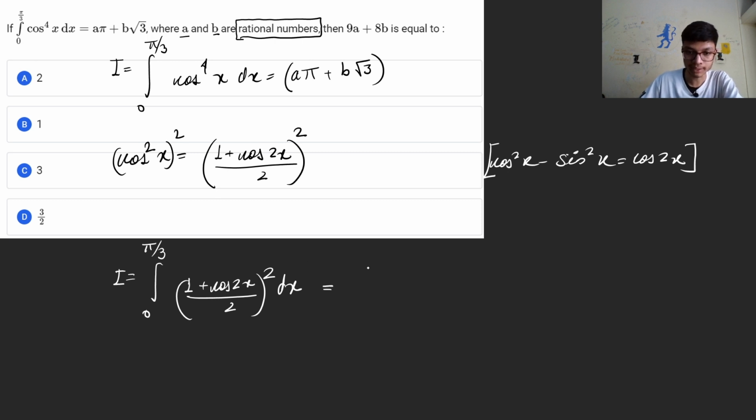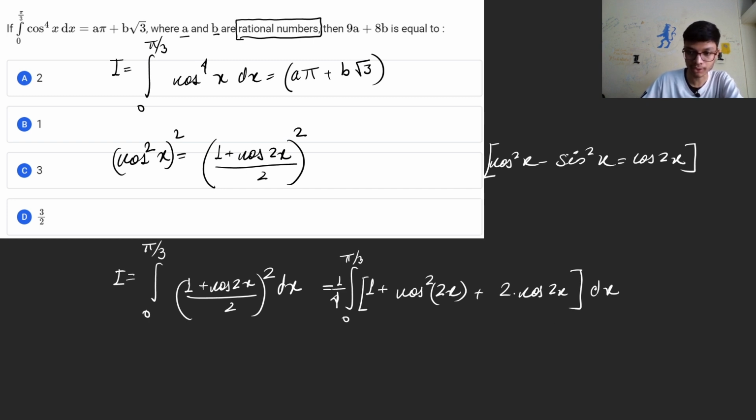Now let us proceed further. This is the integral from 0 to pi by 3, and first of all let me take 1 by 2 whole square common, which becomes 1 by 4, and then expand the square, that is 1 plus cos square of 2x plus 2 times cos of 2x, and that is the integrand. dx is the differential with respect to the variable.